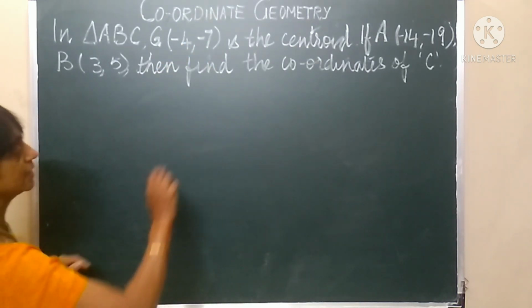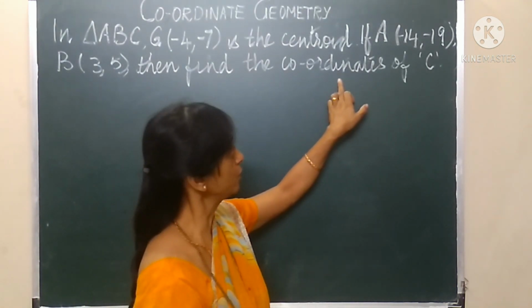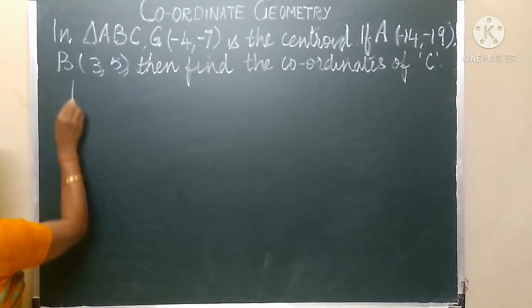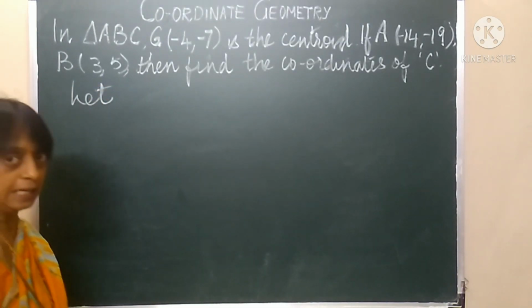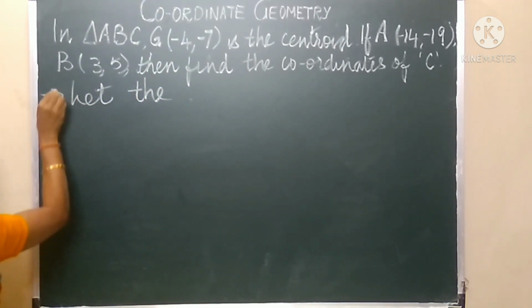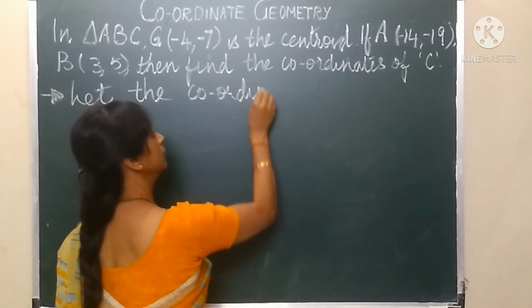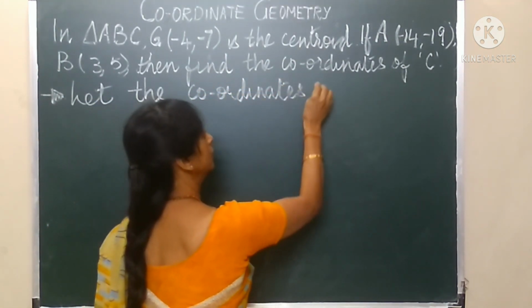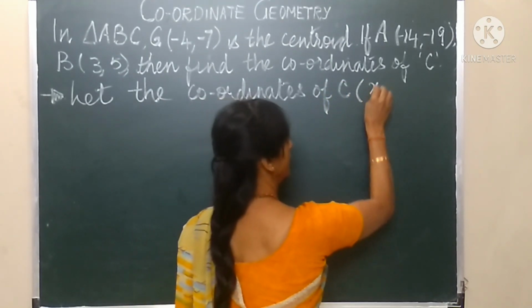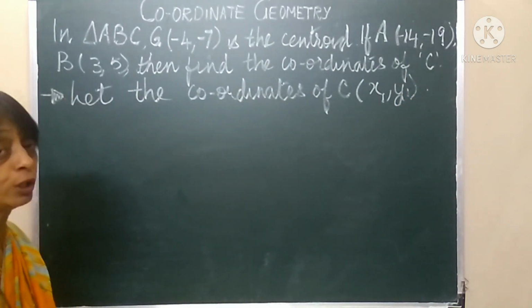So always, first let's start with what is asked, what you have to find out. So let's find out the coordinates of point C. So in the beginning, what do we assume? Let the coordinates of C be x1, y1. Thus, what do we get?